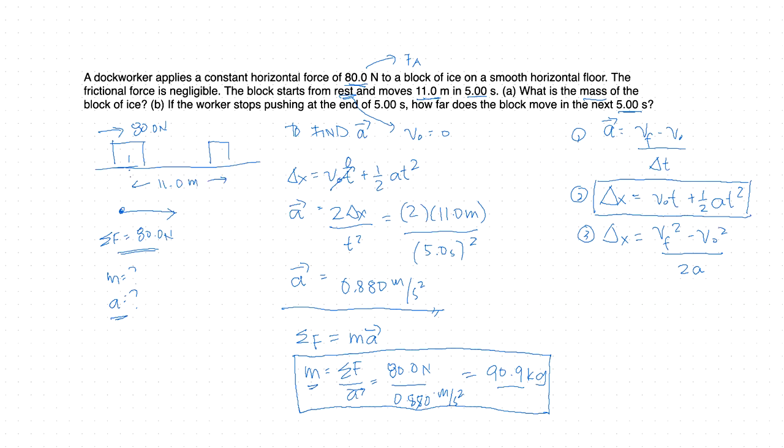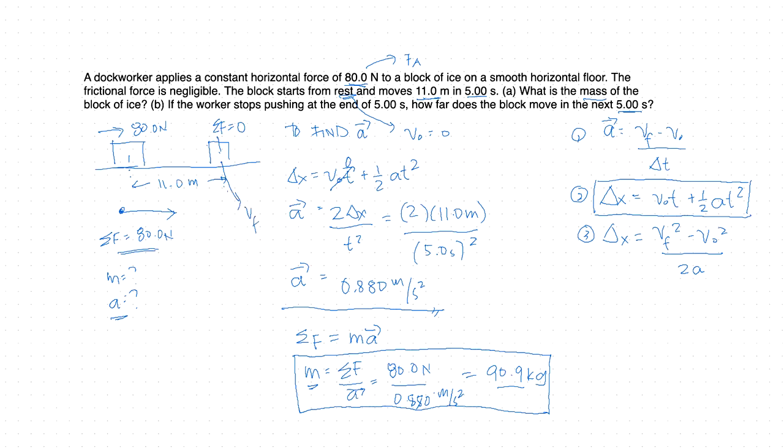However, it says in letter B, what if after 5 seconds, the pushing of the ice is stopped? At this point, the net force is now equal to 0, and we cannot just compute the total displacement for the 10 seconds, because in the first 5 seconds, we have acceleration. Then from 6 to 10 seconds, we don't have acceleration. So we know what its velocity is at 5 seconds.